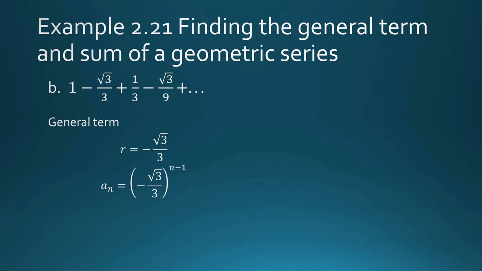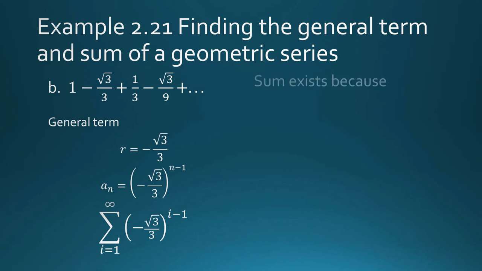Let us write the geometric series. The geometric sequence is different from the geometric series. The sequence are each of these individual terms: 1, negative square root of 3 over 3, 1/3, negative square root of 3 over 9. Those are the first 4 terms that compose your geometric sequence. But when you add them, and when you produce your sequence of partial sums, that is the geometric series.